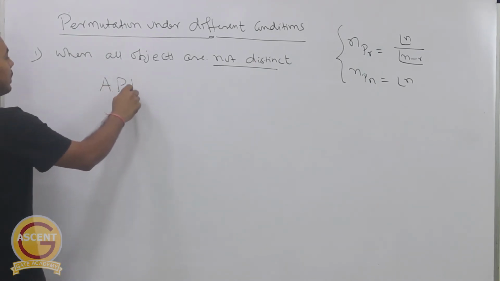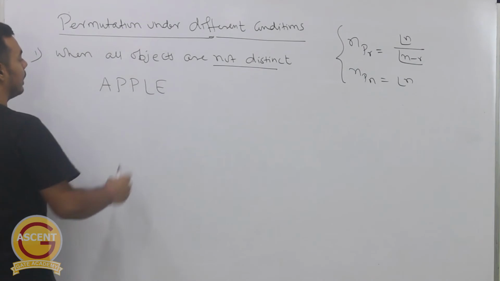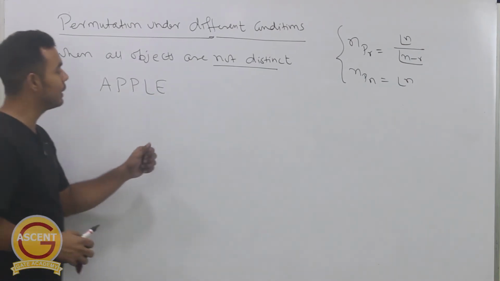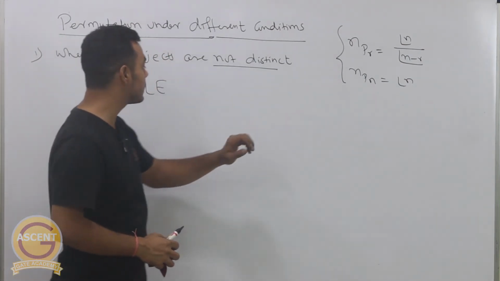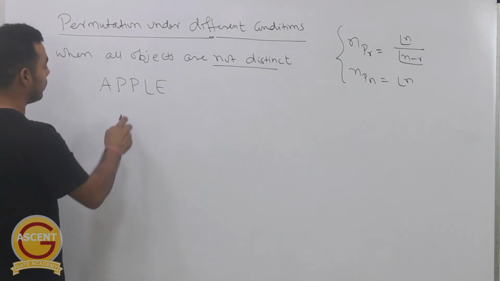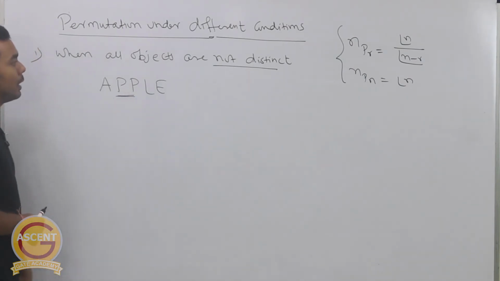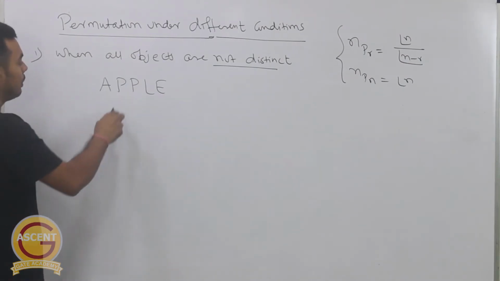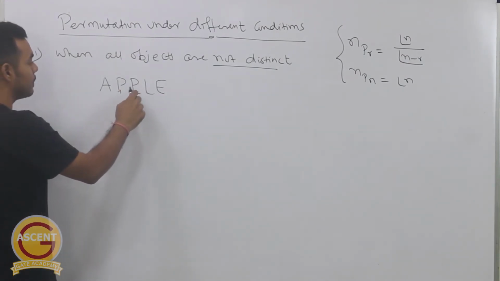Suppose I have this word APPLE, and I ask you how many 5-lettered words are possible using these 5 letters. Here you cannot apply the formula nPn. The reason is that all the n objects are not different. You have two identical P's. Now for a moment consider that these two letters are different. One letter is P1 and another letter is P2.